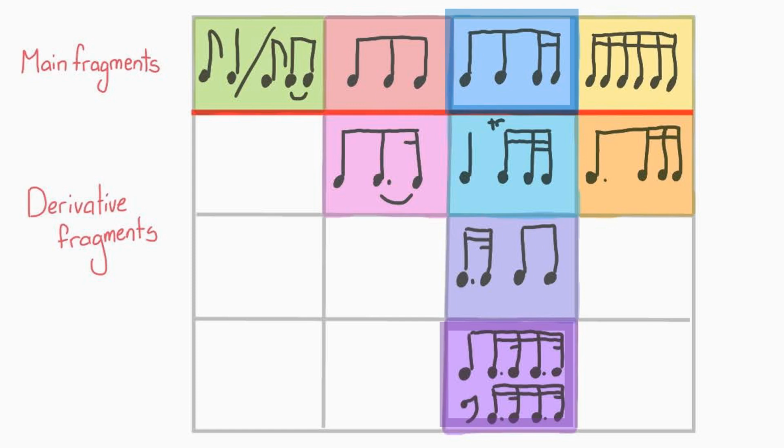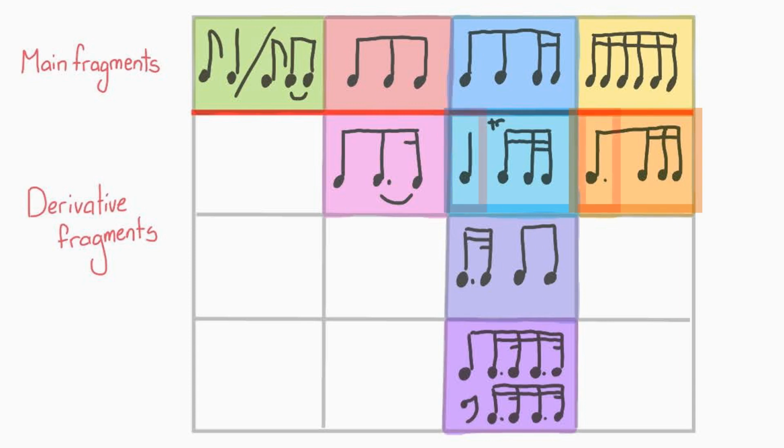The purple fragment though could also kind of be related to the yellow fragment because you have the 16th notes that are more apparent in the yellow fragment. But I feel like that's a bit more of a stretch. So then there's only 2 derivative fragments we haven't talked about, and that's the light blue derivative fragment and the orange derivative fragment. And those 2 actually are kind of similar.